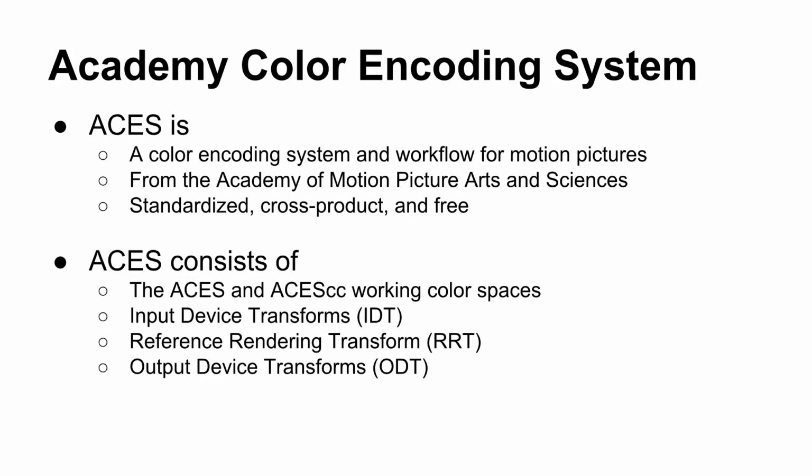The Academy Color Encoding System is a color encoding system and workflow for motion pictures from the Academy of Motion Picture Arts and Sciences. It's standardized, cross-product, and free. It consists of the ACES and ACEScc working color spaces, input device transforms, a reference rendering transform, and output device transforms.